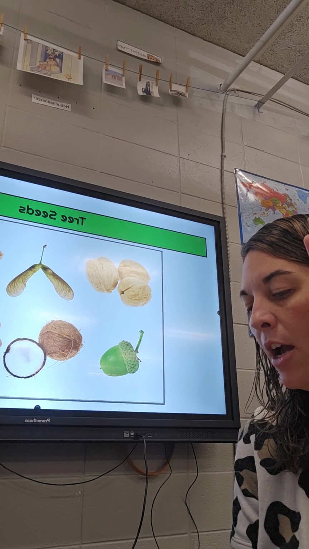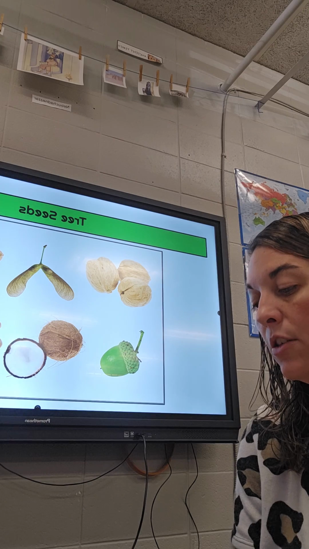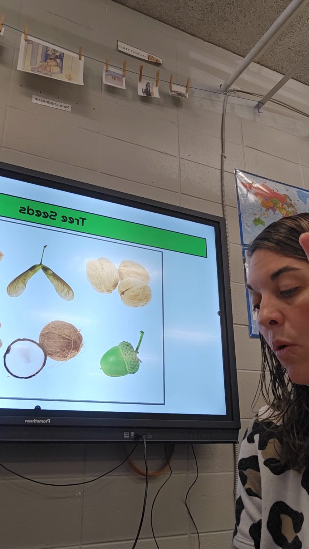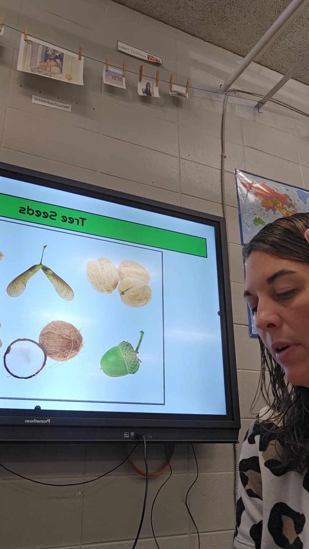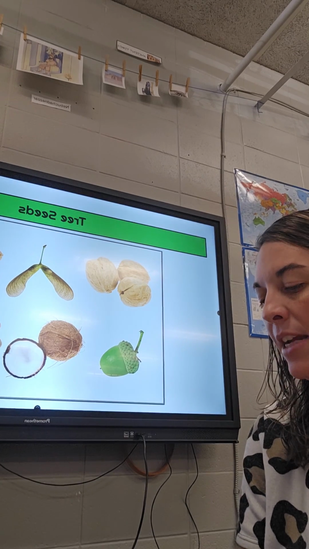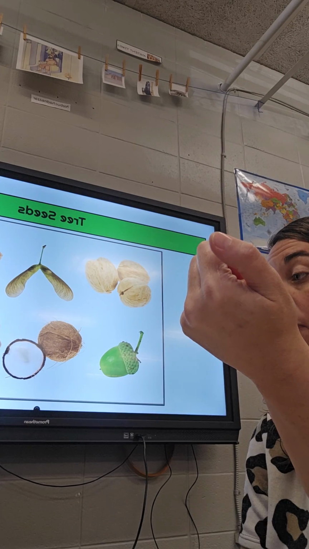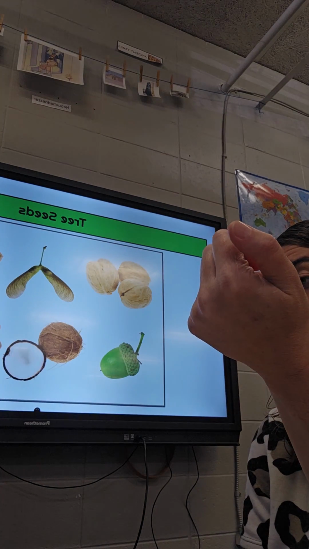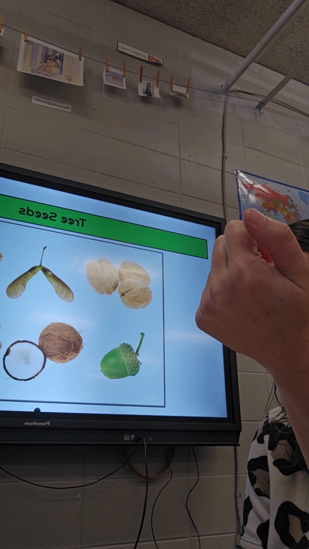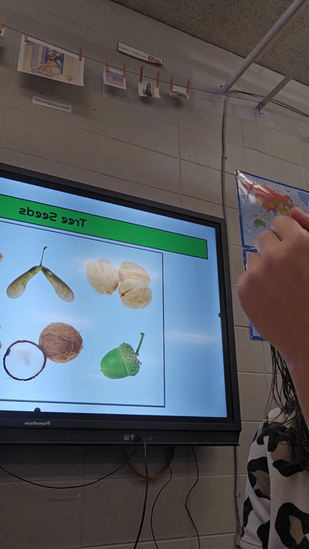A lot of tree seeds have three main parts. They are the embryo or the egg, the stored food inside the egg, which enables the seed to grow and change, and the seed coat, which eventually falls off. That's the part that falls off during germination, right? Good job.